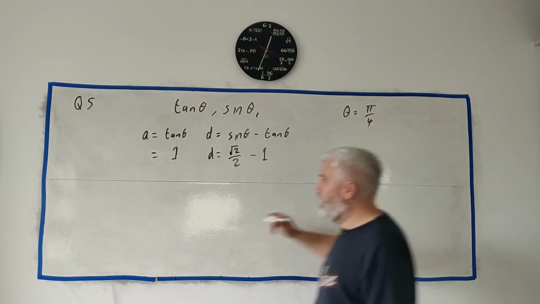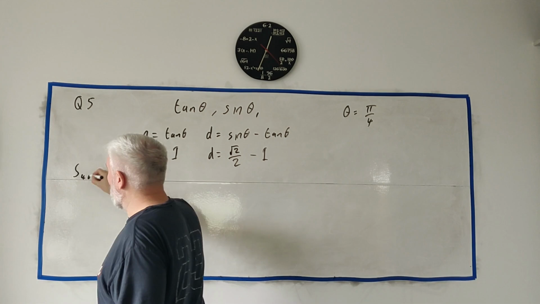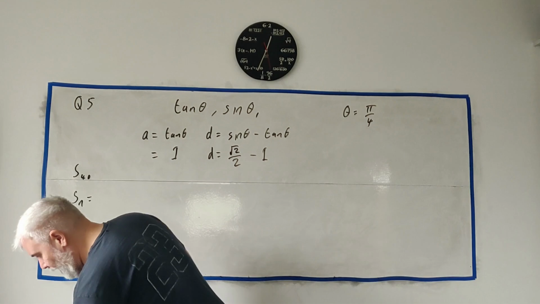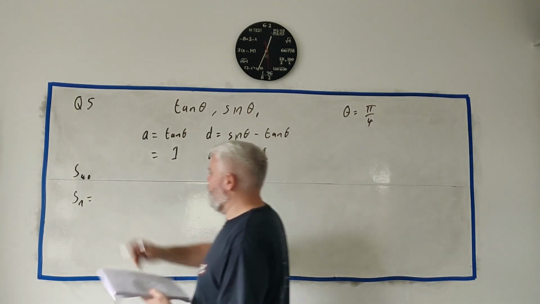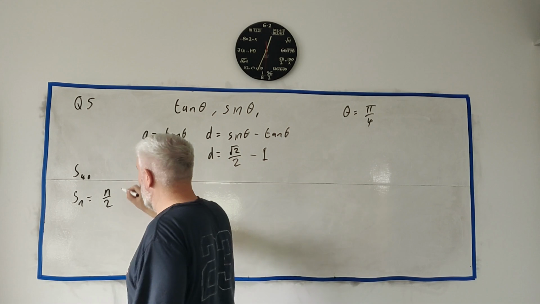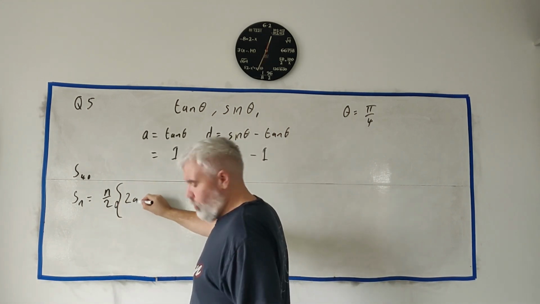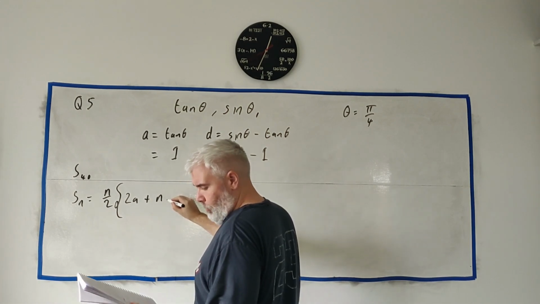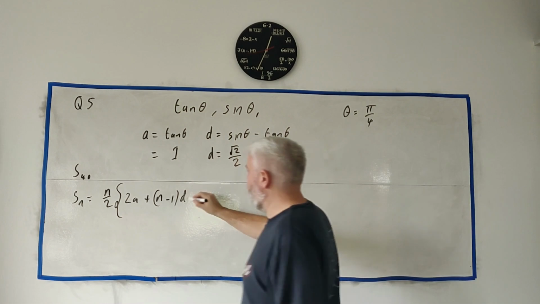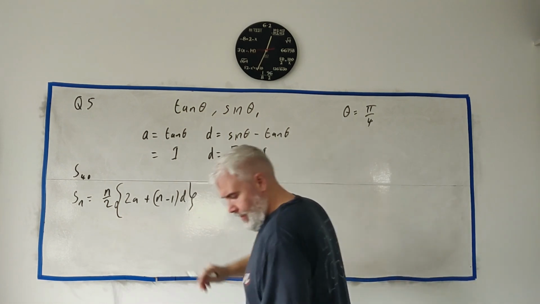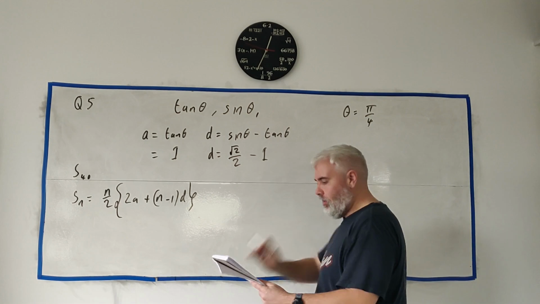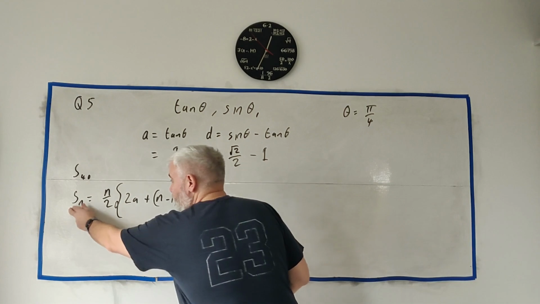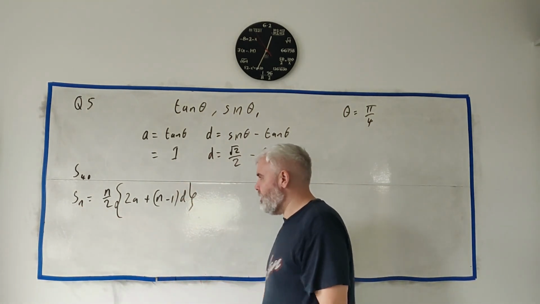Anyway, they want us to find S40, the sum of the first 40 terms. Well, good news, we have a formula for Sn. From memory it's n over 2 multiplied into 2a plus n minus 1 times d. Let me check the formula page. There it is, and it is correct. We're given this in the exam, it's in your formula tables.